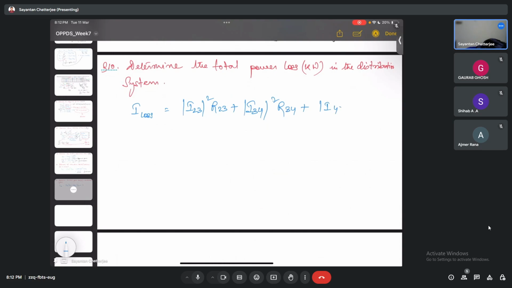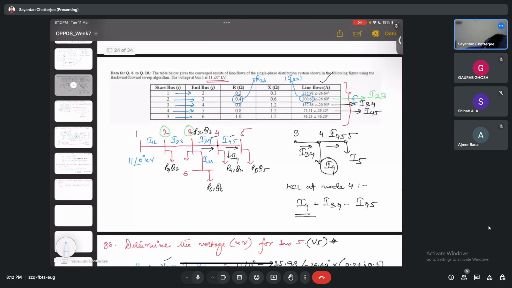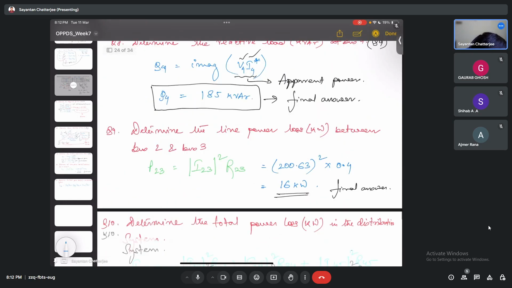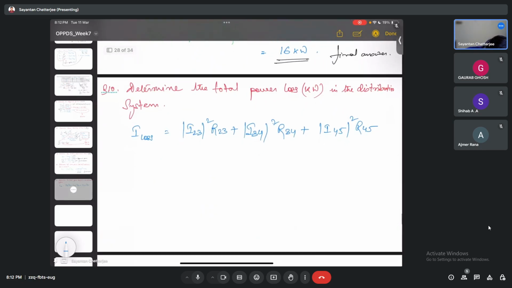Then I45 square R45. And then one was there in between, I36. 2, 3 done. Oh, I12 I have not taken. I12 square into R12 you should also take, and then I36 square R36. So plus I12 square R12 plus I36 square R36. Is it fine?